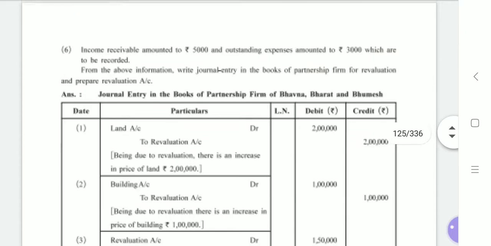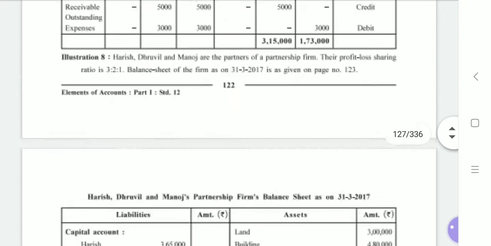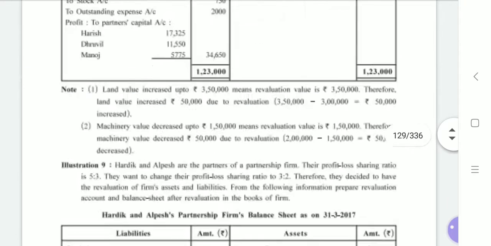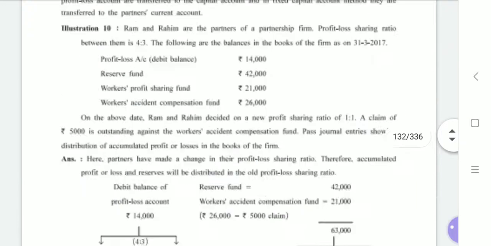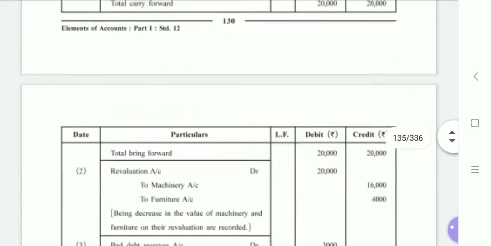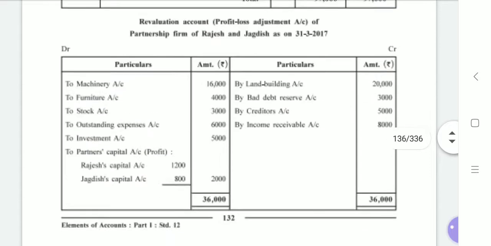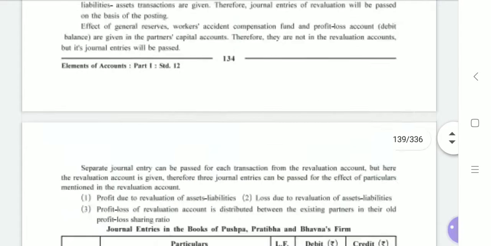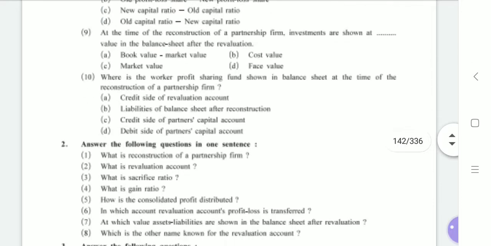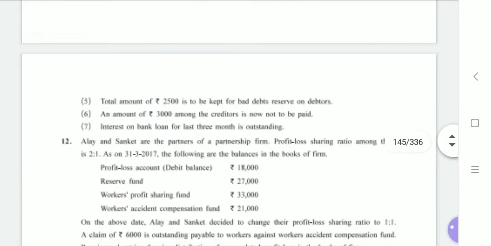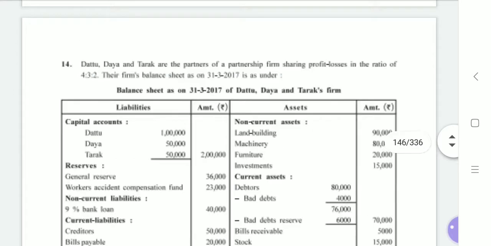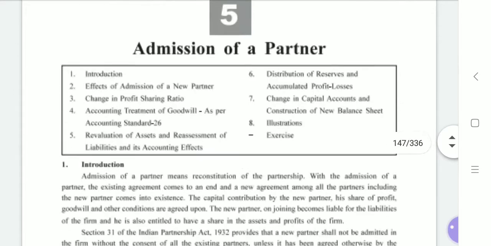Now, moving towards the main concept of today, that is chapter 5, which is admission of a partner. Now, considering it very simply, what is admission? Admission of a partner. Who is a partner first of all? Partner is an individual person who has joined hands with another person to carry out a business activity.